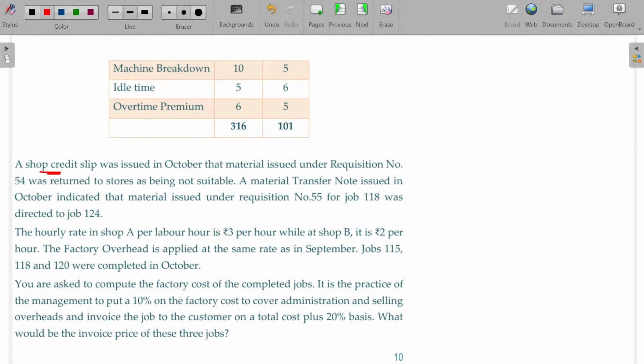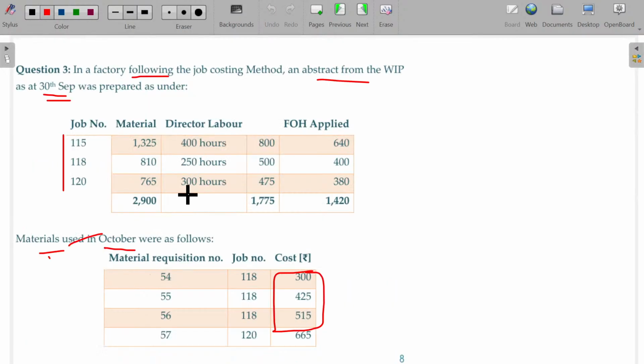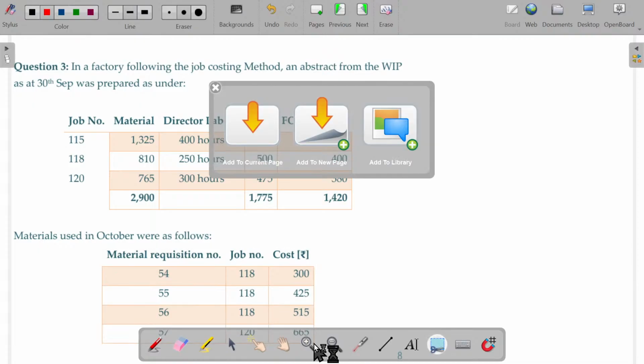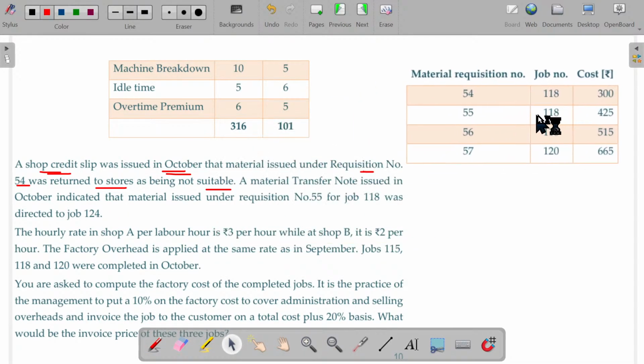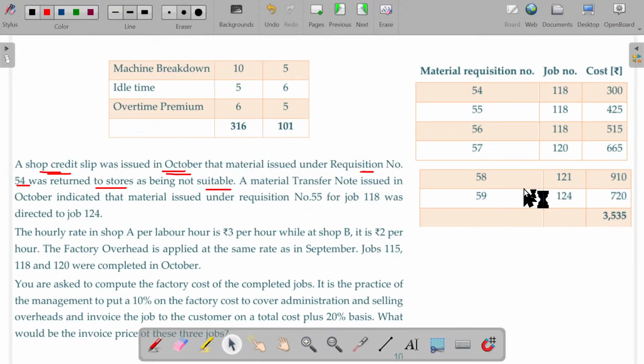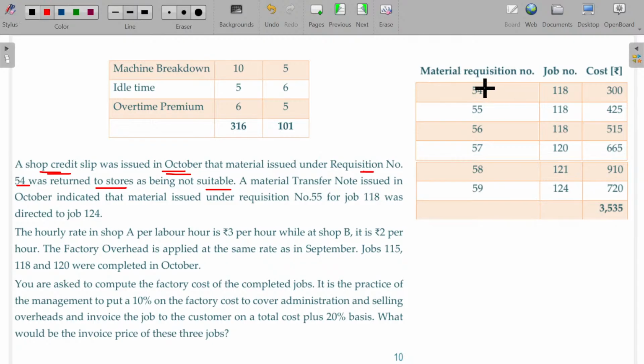Before I go for that, here a shop credit slip was issued in October. That material issued under requisition number 54 was returned to stores as being not suitable. So this one is returned. I'll work out this separately here. This job number 118, for that requisition slip number 54 based item issued but returned, so it will not be includable.